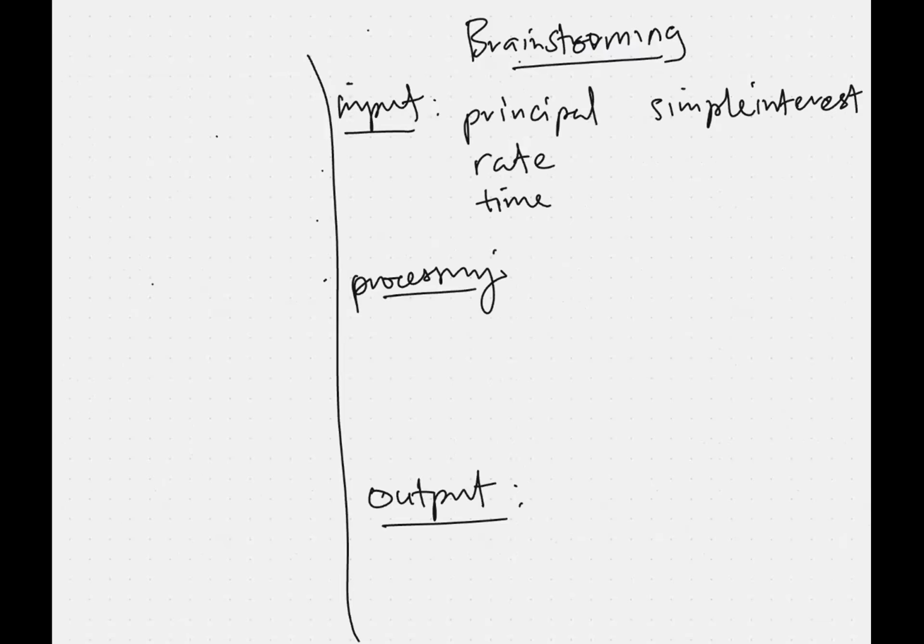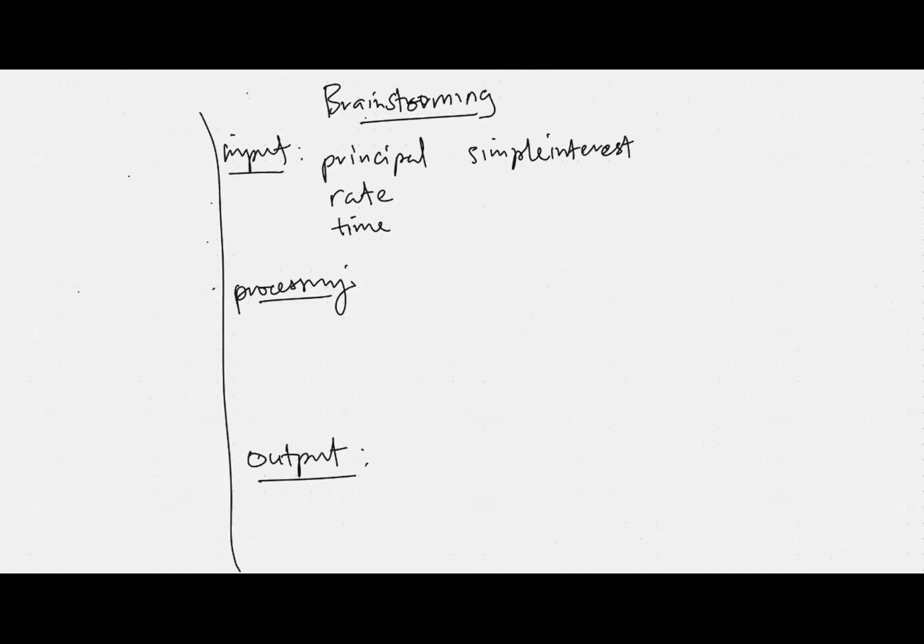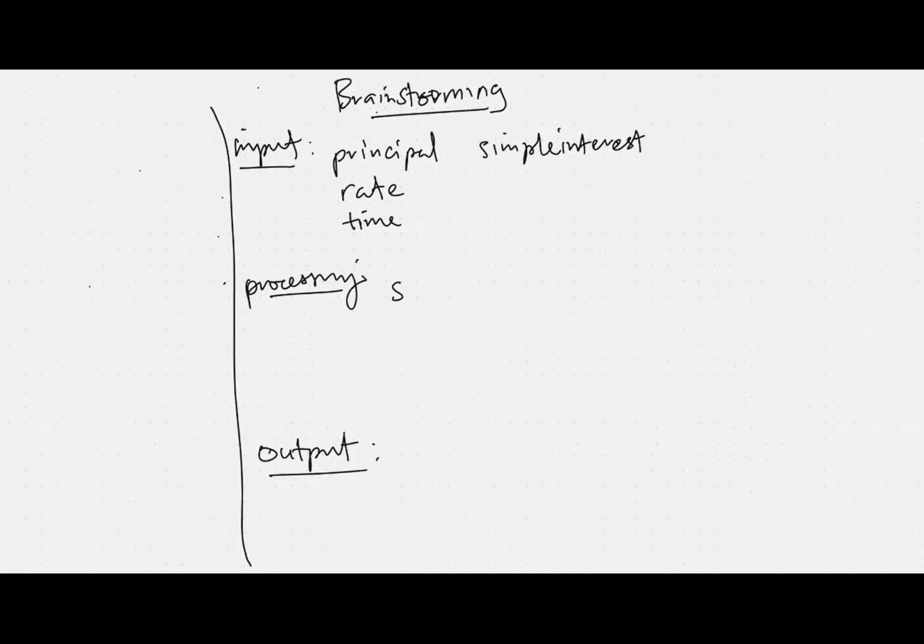Yeah, I thought you used the interest formula. Yes. PRT over 100. Oh, you're not talking like a programmer. Okay, so simple interest is equal to P star R star T over 100.